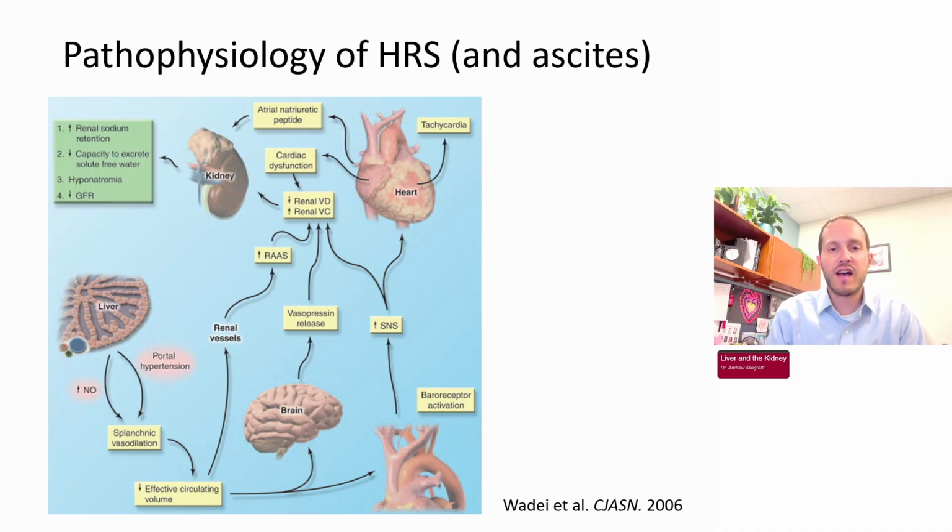This is an important slide and one I always come back to. Understanding the pathophysiology of hepatorenal syndrome, at least the hemodynamic pathophysiology, and I put in parentheses and ascites because that is the natural antecedent condition, and in fact, in the diagnostic criteria, it's required to have in order to diagnose HRS. But just walk through this with me. You start in the liver.